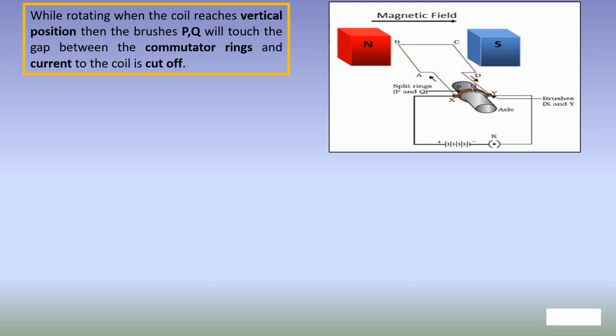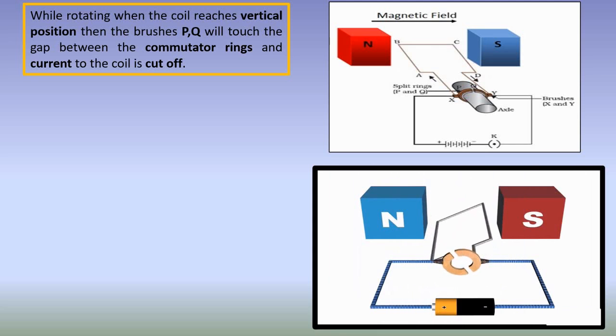Now students, while rotating, when the coil reaches the vertical position, that means the side AB is down and CD is up, during this time the brushes will touch the gap between the commutator rings. Like in this figure, the GIF image, when ABCD is in the vertical position, the brushes touch the gap between the split rings. And when the brushes touch the gap between the split rings, the current to the coil is cut off, that is, the flow of current is cut off.